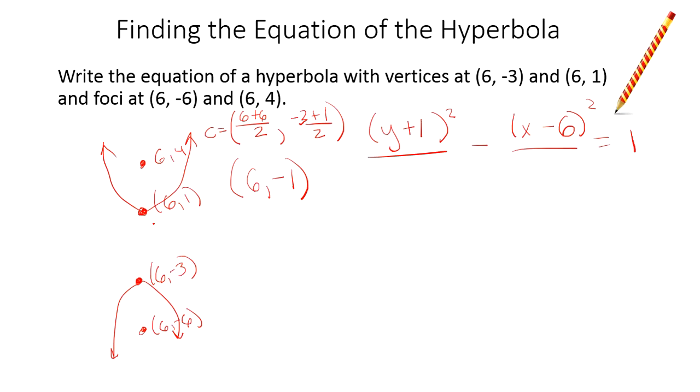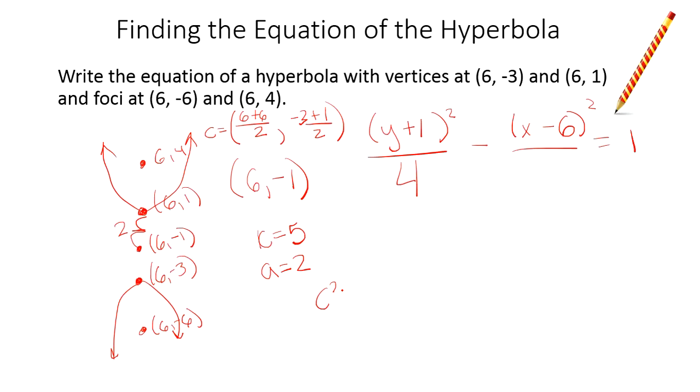Let's find the a value. So if I have my center here at 6, -1, the distance from the center to my vertex is 2, right? So I know I'm going to have a 4 there. Now let's find our b value. I do know my c value, which is the distance from focus to center, which looks like it's 5, right? -1 to -6, yeah, that would be 5. So I do know my c value is 5 and my a value is 2.